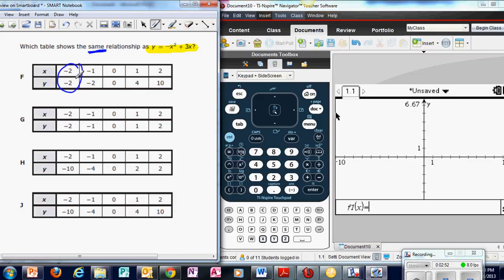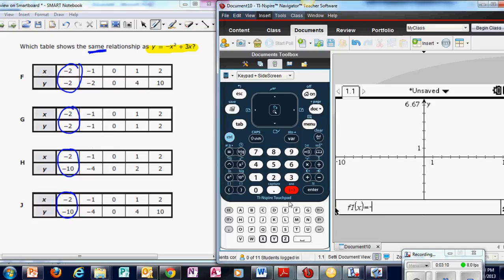So I notice right off the bat that I have 4 points that all have the same independent, or x, values, -2. So I'm going to use that to eliminate a couple of answer choices. So I will enter the equation, negative x, and the x squared button is by the 4, plus 3x.